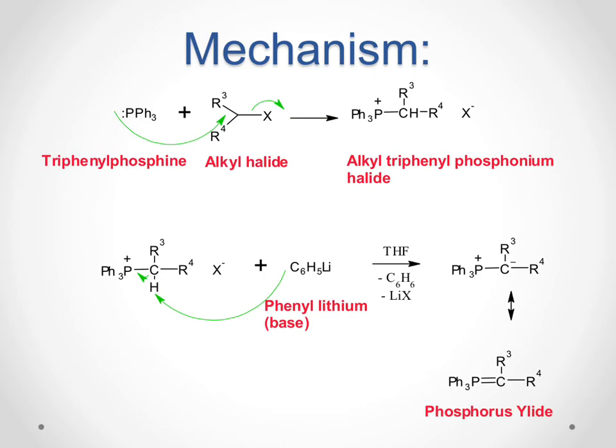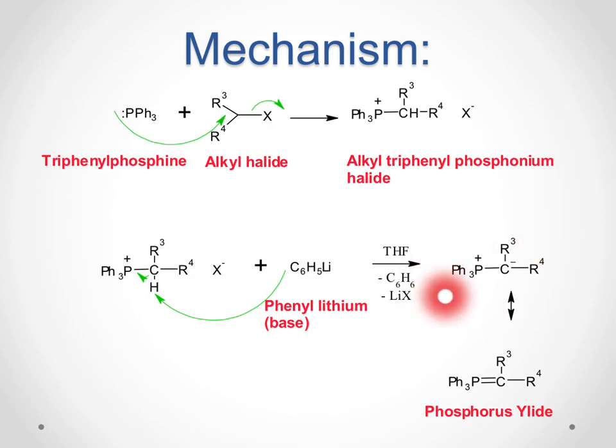So this is the mechanism for preparation of the phosphorus ylide, where we have triphenylphosphine. The lone pair of electrons on phosphorus is the driving force for this reaction. So this attacks this alkyl halide, generating the alkyl triphenylphosphonium halide. Then we treat this alkyl triphenylphosphonium halide with phenyl lithium base. The base will abstract this proton, thereby generating a negative charge on the carbon atom.